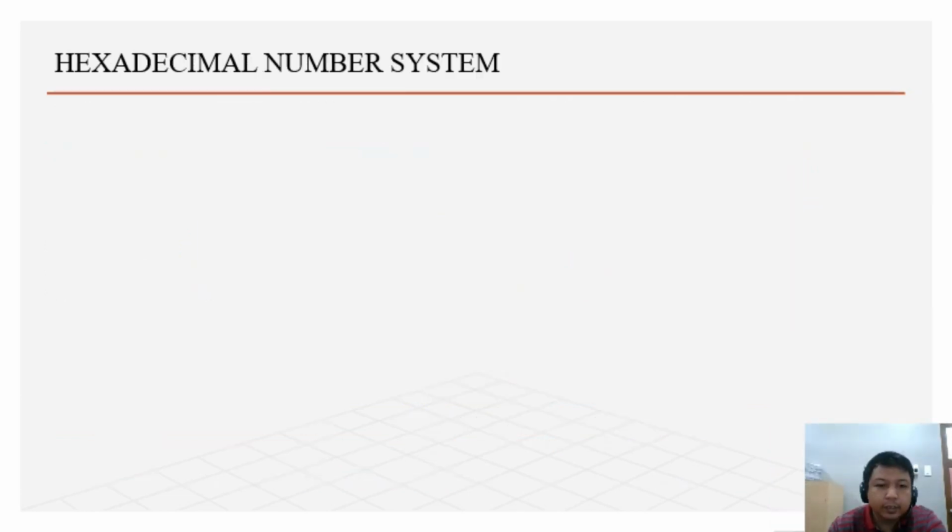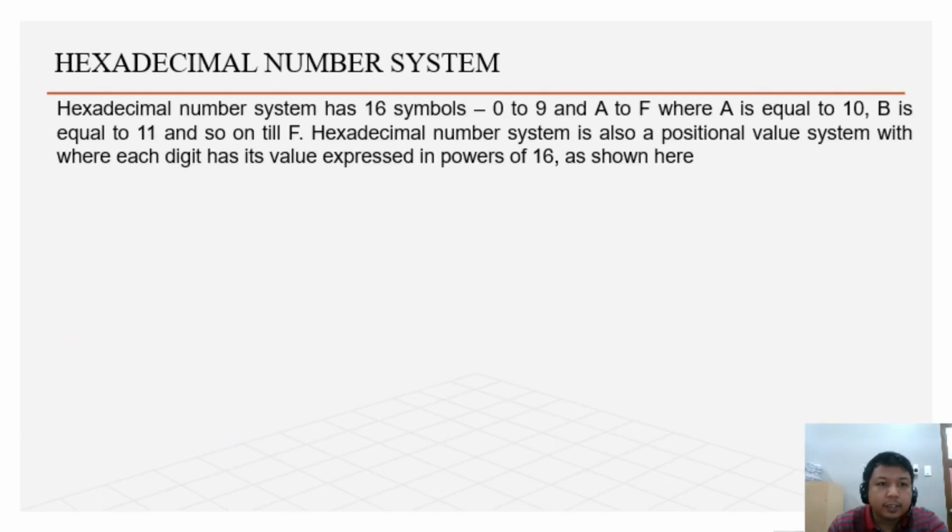Now the last number system that we are going to discuss is the hexadecimal number system. The hexadecimal number system has 16 symbols or 16 digits. We have 0 to 9, and we have A to F, where A is equal to 10 and B is equal to 11. And of course, we have until F, where F is equal to the value 15.